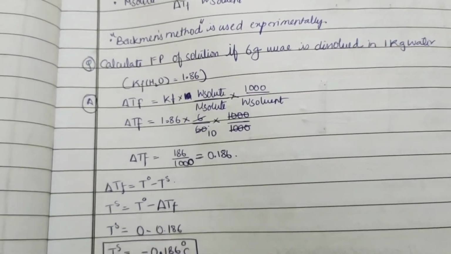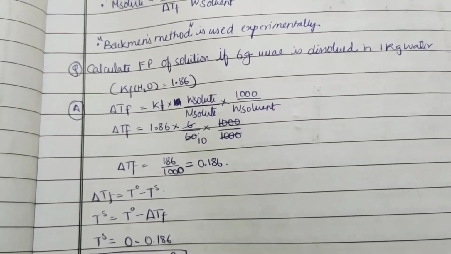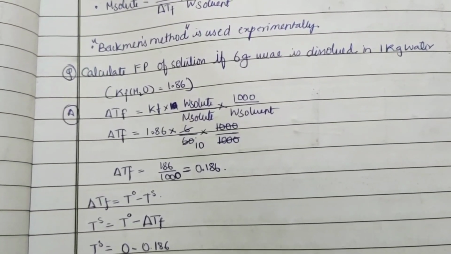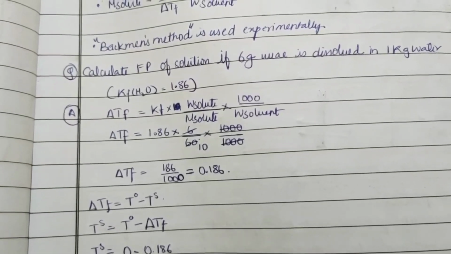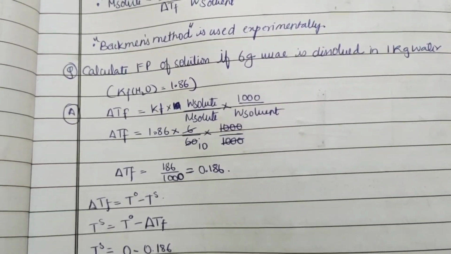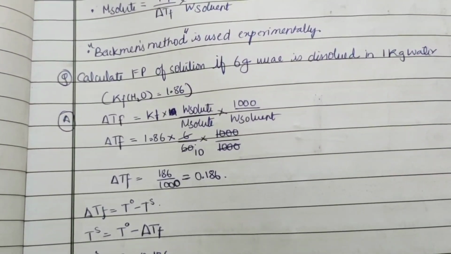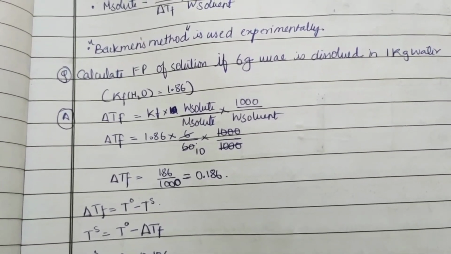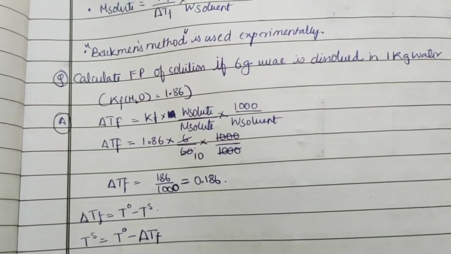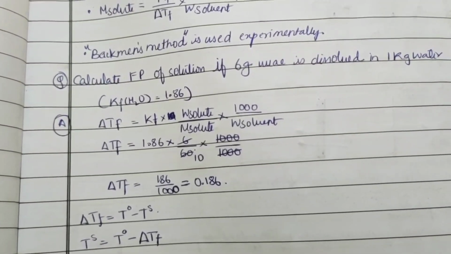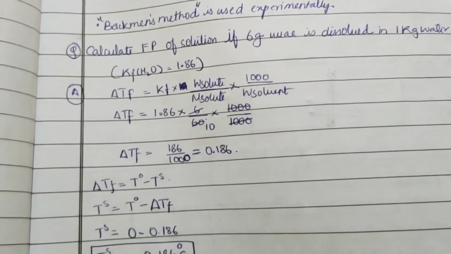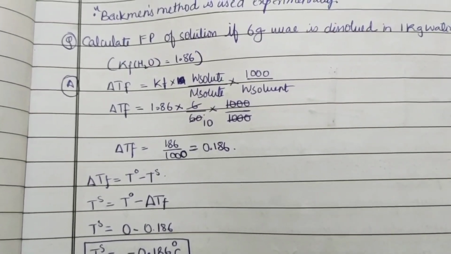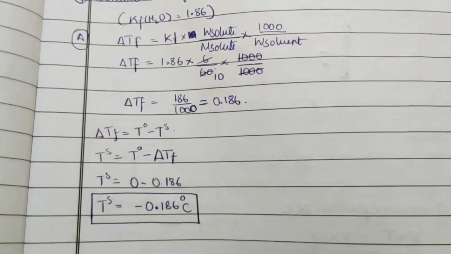Let us see a problem. Calculate the freezing point of the solution if 6 grams of urea is dissolved in 1 kg of water. Here delta Tf equals Kf into weight of solute by molecular mass of solute into 1000 by weight of solvent. Delta Tf equals 1.86 into 6 by 60 into 1000 by 1000. Delta Tf equals 186 by 1000, equal to 0.186.